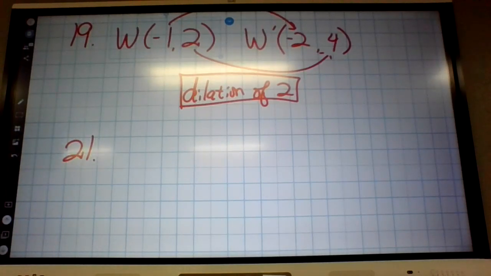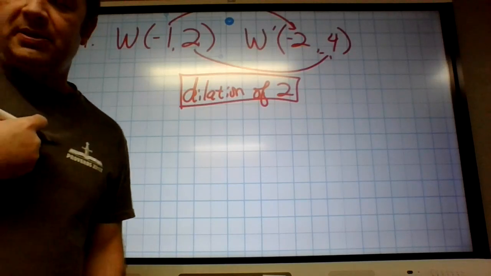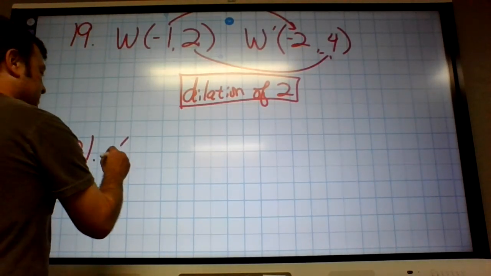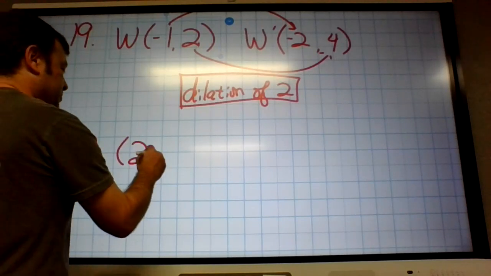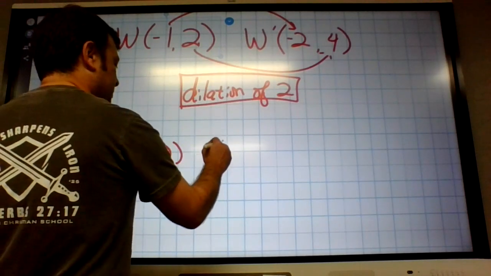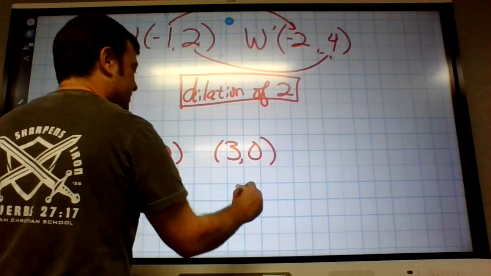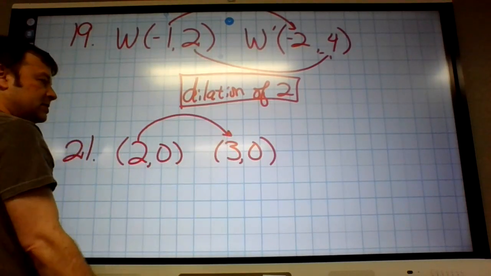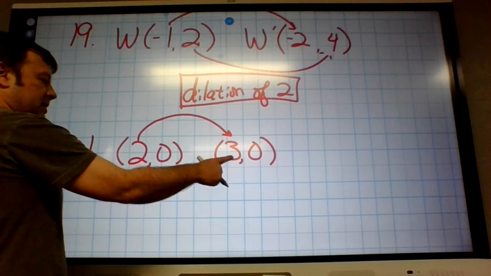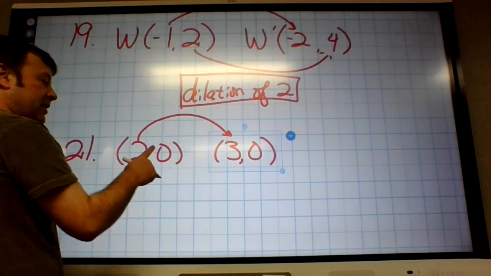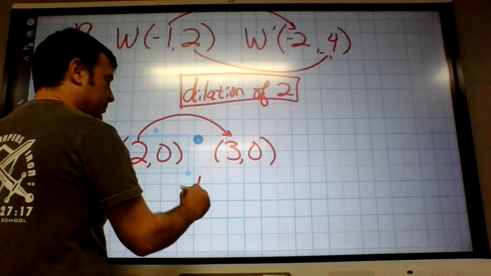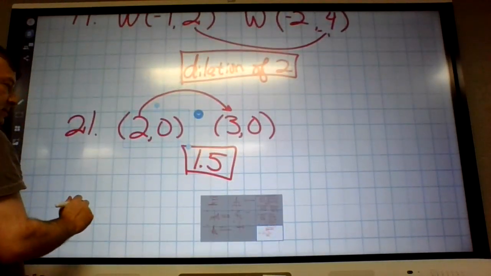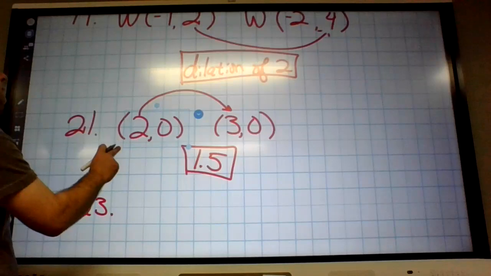Okay, on 27, you could look at D. I would probably look at E because it looks a little easier to me. E goes from 2, 0, and then E prime is at 3, 0. So what are we multiplying by to get from here to here? Yeah, and remember you can divide. What's 3 divided by 2? As a decimal, that would be 1.5.